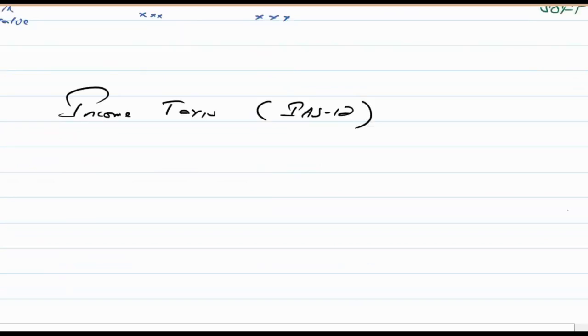Okay, then coming towards the income taxes, which is IAS 12. Now within IAS 12, again, there are two things. First is the current tax.